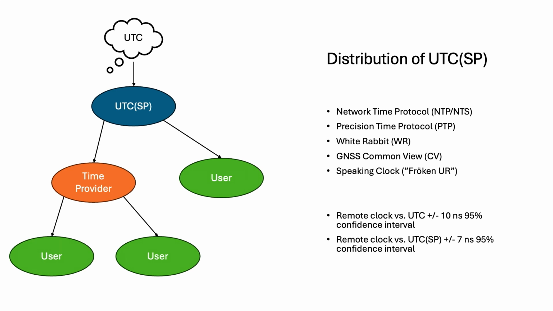We distribute time to Swedish society. We do it by network time protocol, NTS, precision time protocol, White Rabbit, GNSS common view, and we also have this speaking clock, which you may know, Frökenur. Our best uncertainty is, if you want to compare a remote clock to UTC SP, we can do it within 7 nanoseconds with 95% coverage probability. If you want to compare it to UTC, the best we can do is 10 nanoseconds, and that is of course because we don't know what UTC is, so we need to take some headroom for that.